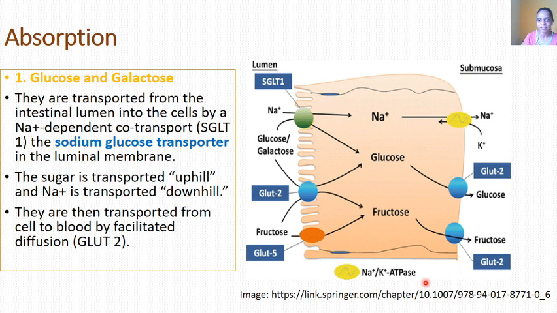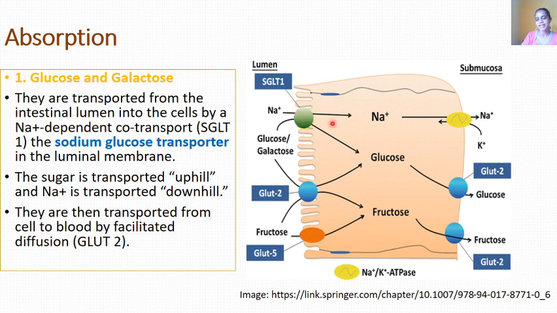So what you are seeing here is the intestinal cell that is present in the outermost layer of the intestinal wall, and this is the lumen where the digestion is taking place. And this is the submucosal region, a part of the intestinal tissue, and here there will be blood capillaries. So the digested food from here should go to this part. Now how is it done? See, here is this transporter which is known as sodium glucose transporter. So it is a co-transporter, and it takes sodium and glucose at a time.